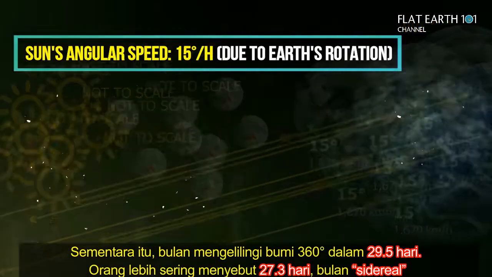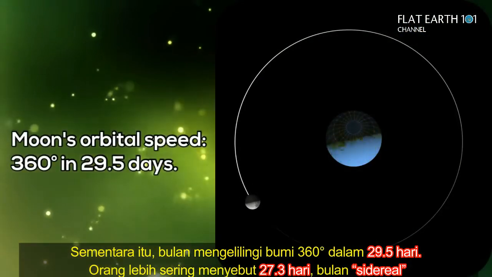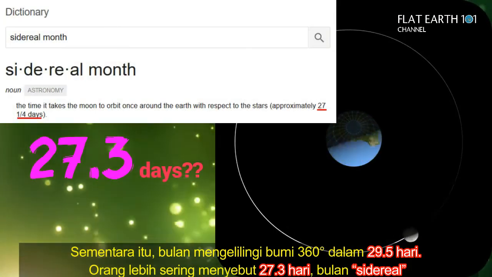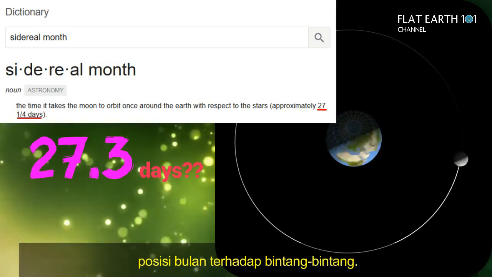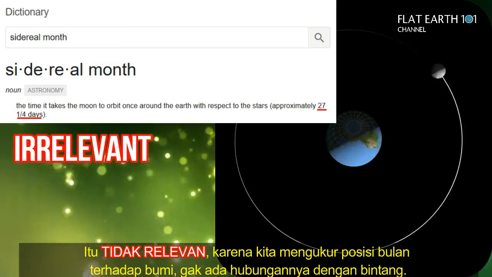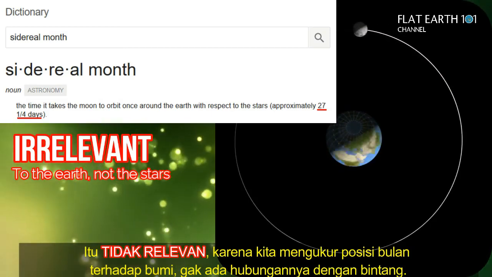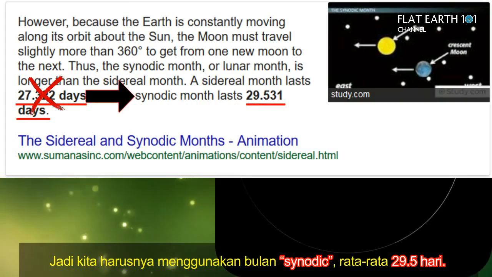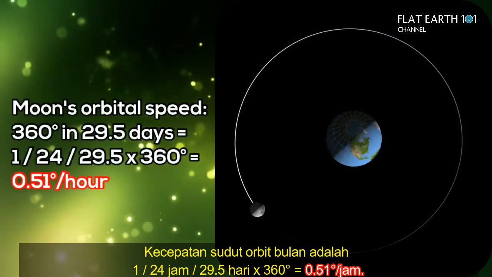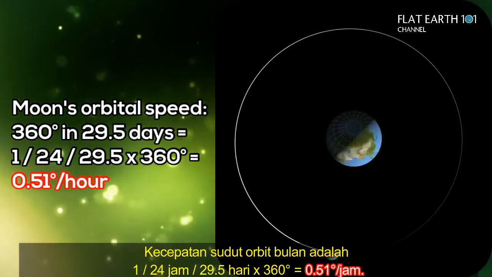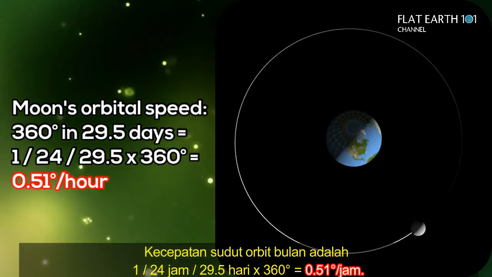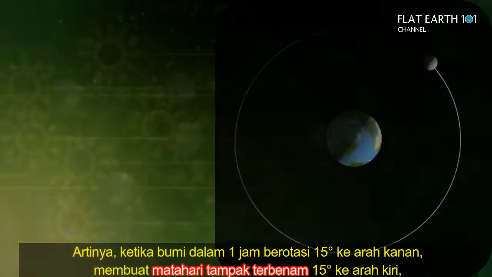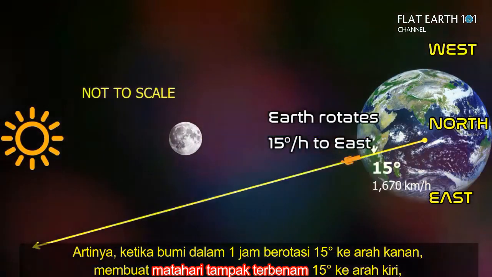Okay? While the Moon is orbiting the Earth 360 degrees in 29.5 days. Some people like to say 27.3 days, the sidereal month, the Moon's position with respect to the stars. It's irrelevant, for we are counting the Moon's position with respect to the Earth, nothing to do with the stars. So we have to use the synodic month, average 29.5 days. The angular speed of the Moon's orbit is 1 per 24 hours divided by 29.5 days times 360 degrees, which equals 0.51 degree per hour.